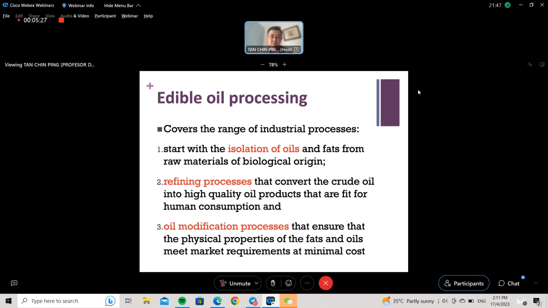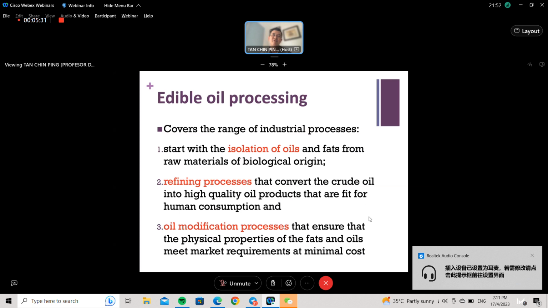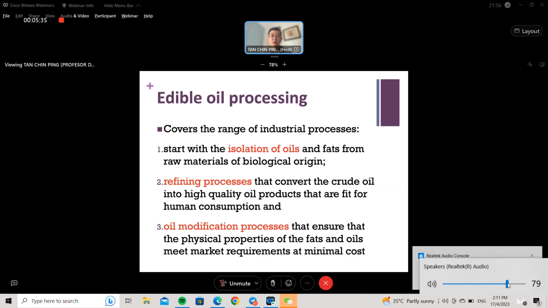That is extremely important because then you will know what kind of refining or further modification process that you need to perform on that raw material in order to obtain a type of oil or a series of oils or fats products that are fit for human consumption. So therefore, this first part is going to be the important part of our topics this afternoon.